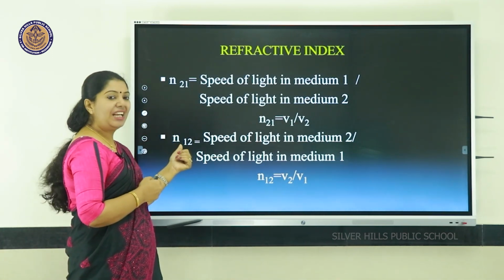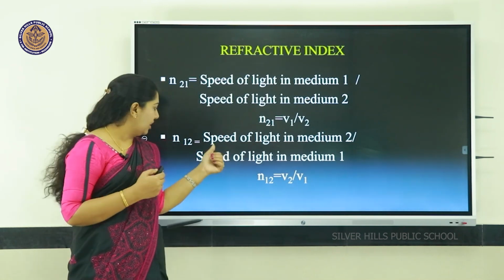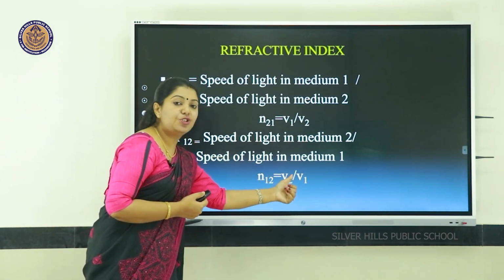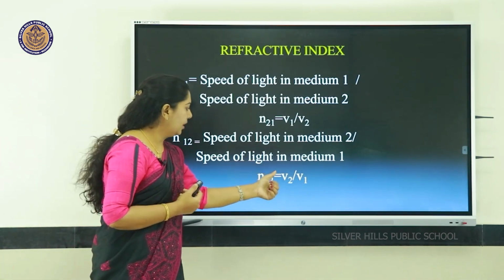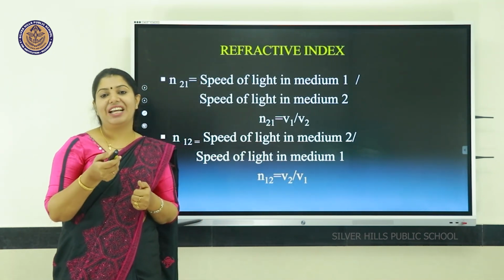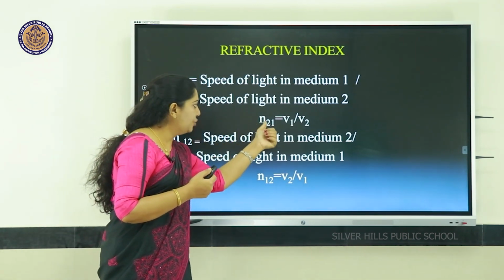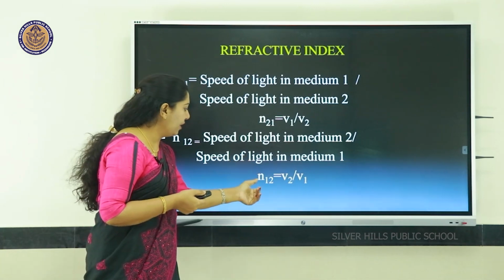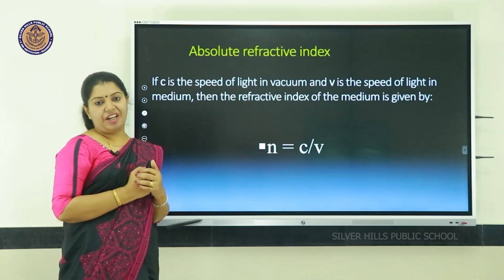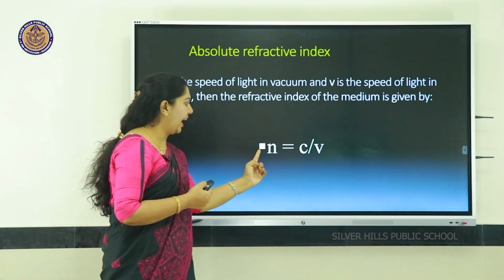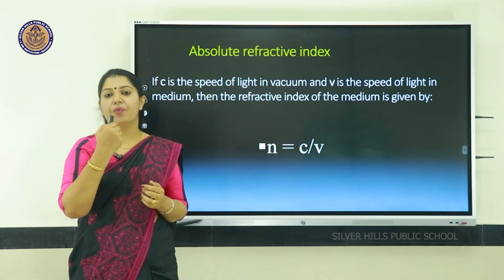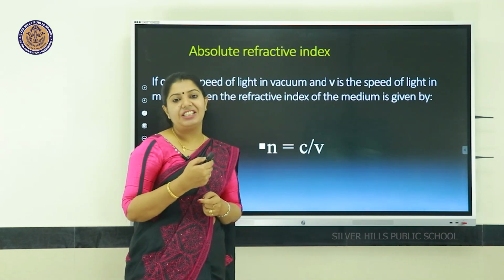Similarly, we can define n12. n12 means refractive index of first medium with respect to second. n12 is equal to v2 divided by v1, where v2 is the speed of light in second medium and v1 is the speed of light in first medium. I repeat, n21 equals v1 divided by v2, n12 equals v2 divided by v1. Absolute refractive index: n is equal to c divided by v, where c is the speed of light in vacuum and v is the speed of light in medium.